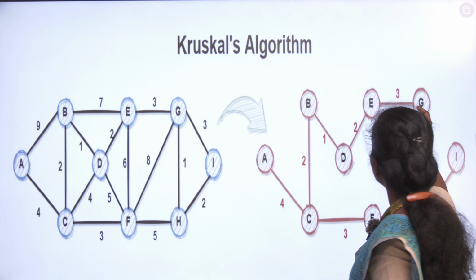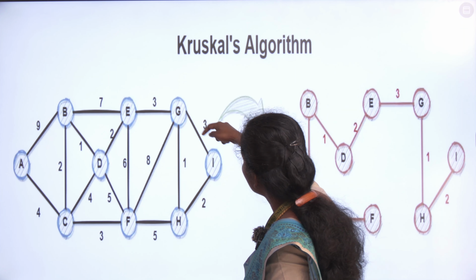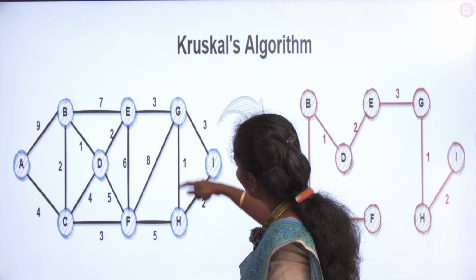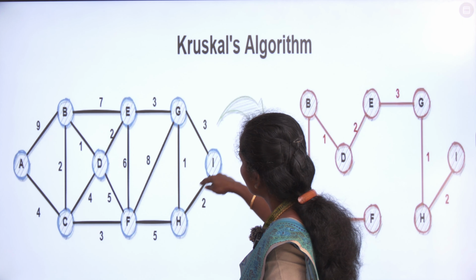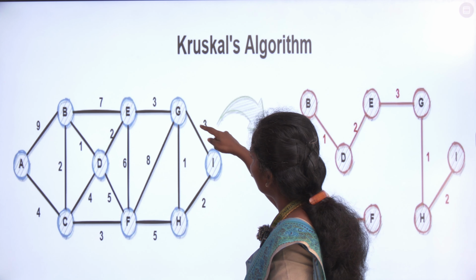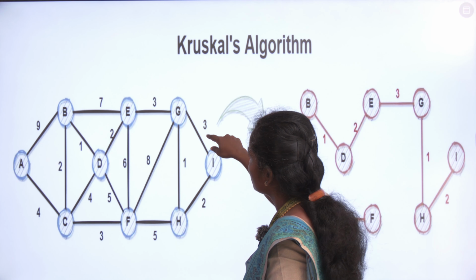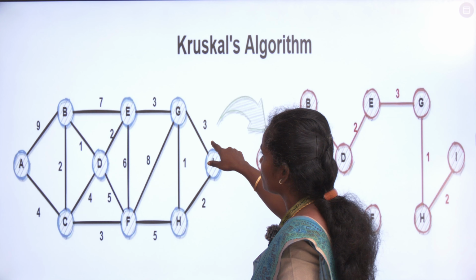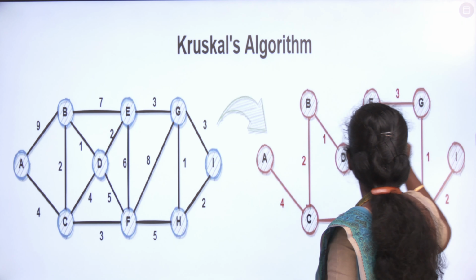So I move to E to G. See here I am choosing D to I. Already I visited G to H and then H to I. These nodes are connected. If I choose D to I, it will form a loop. So I will not choose this edge. I will discard this edge because it will not form a tree.